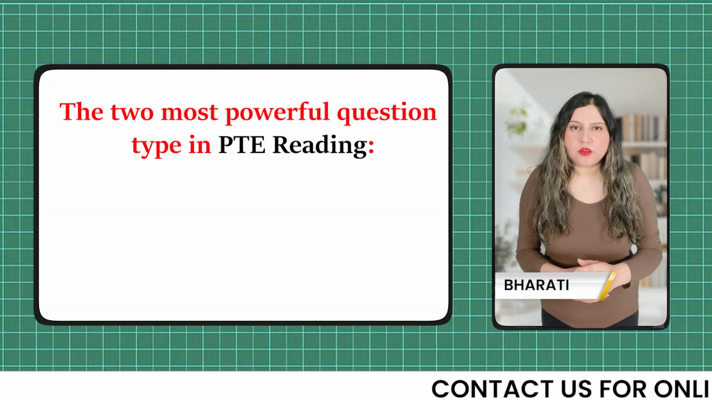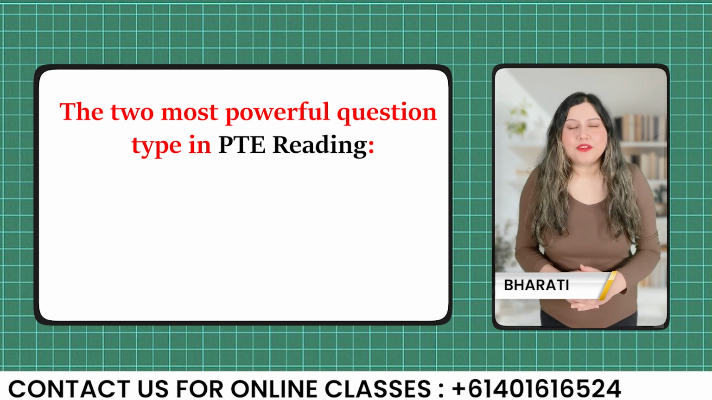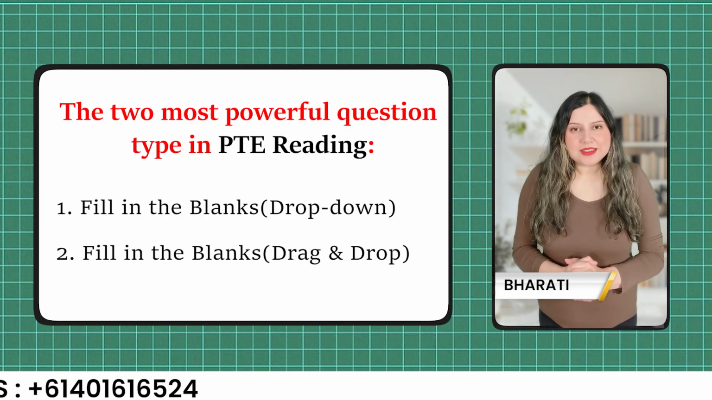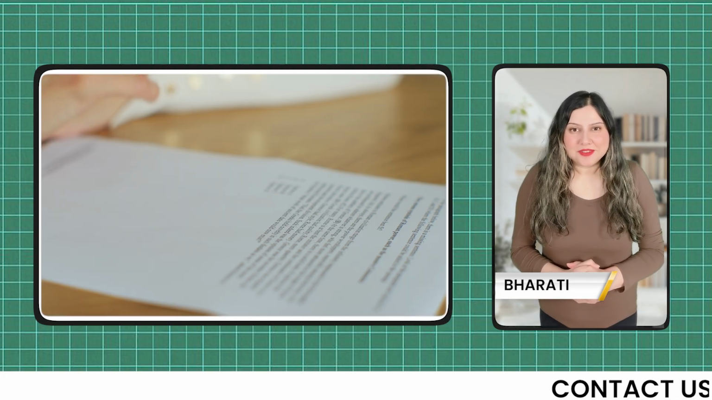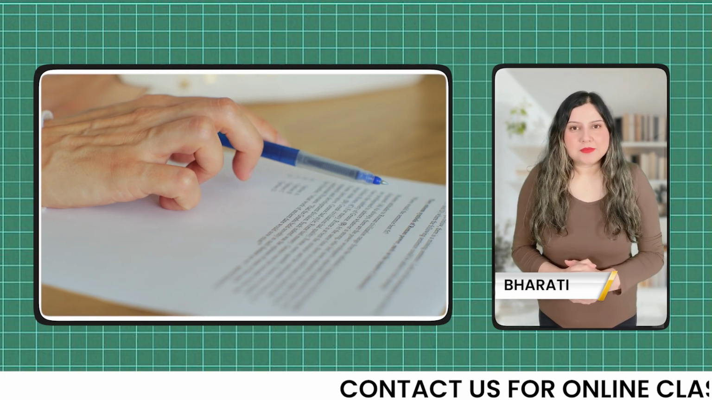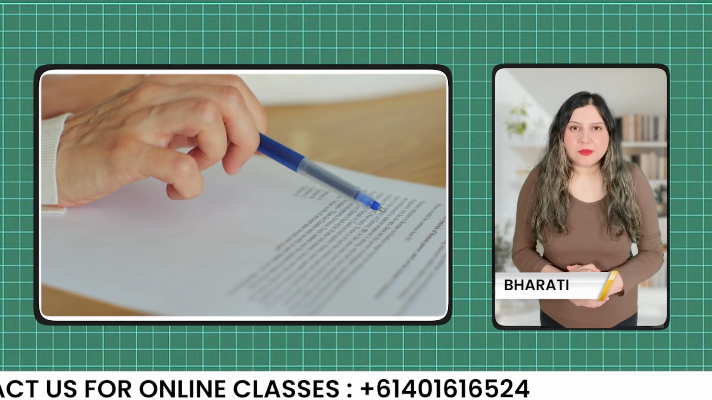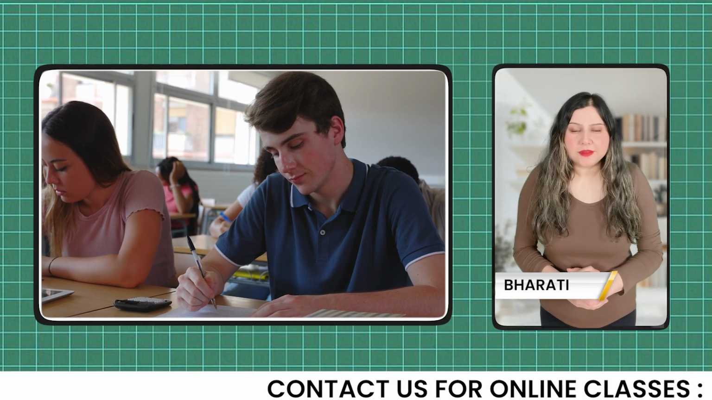The 2 most powerful question types in PTE reading, the ones that can make or break your score, are the fill-in-the-blanks tasks, both drop-down and drag and drop. Mastering these is the real secret to hitting that 90 out of 90. Start with context. Always spend the first 30 seconds skimming through the passage to understand what it's about before you even touch the blanks. Most students lose marks simply because they dive straight in without grasping the meaning and end up choosing words that sound right but don't fit logically.